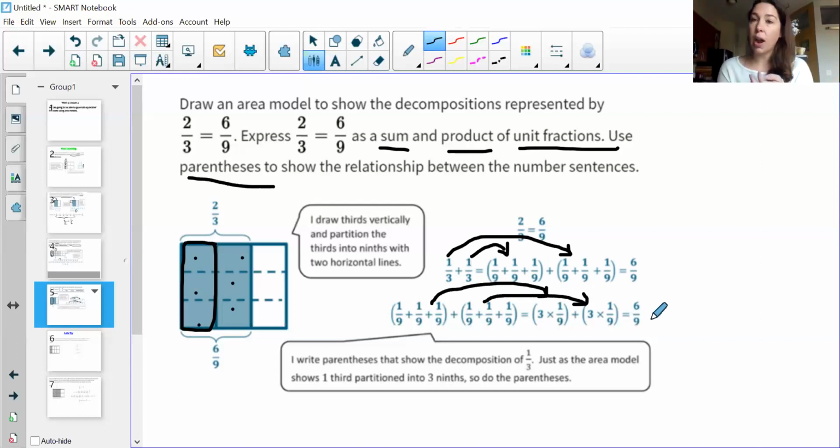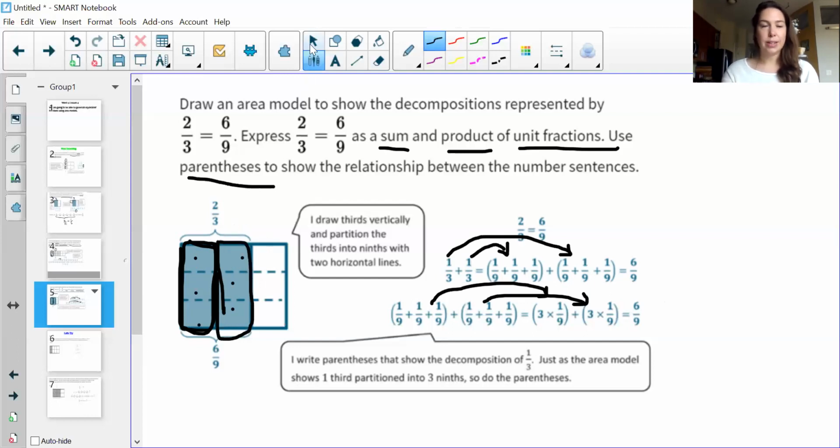So when you're trying to figure out how many unit fractions to put in the parentheses, look at the shaded part here. How could you group them? They're grouped into columns of 3. Each third is equal to 3/9. That's how I know.